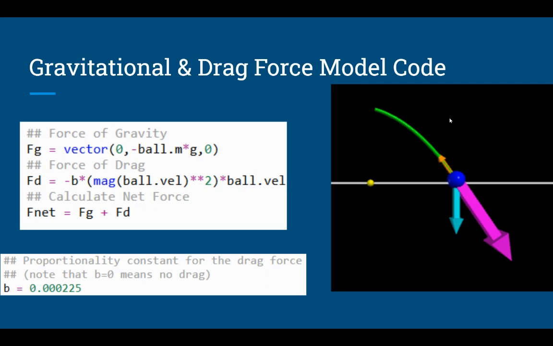For our drag force model, though, it's the same code, except the b value actually now has a value. So if you see here, it's 0.000225, which was found by checking our model with the actual experimental results. So we keep the gravity vector the same. Fd is what I was showing you earlier. It's negative b times the magnitude of the velocity squared times ball.vel. So we actually have it in vector form. And then we use this to calculate our Fnet in this case, which now, if you look on the right, you see a small arrow pointing the other way.